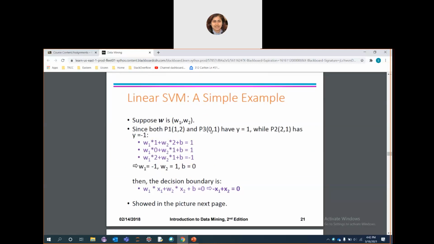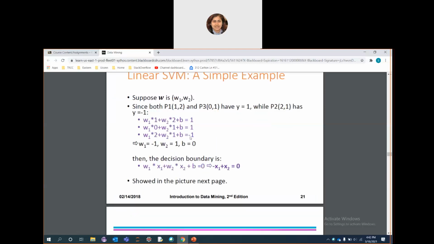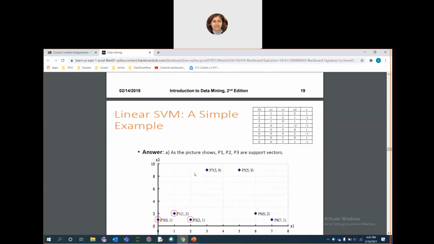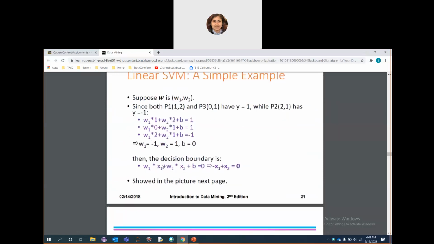In the same way, for (0, 1), you will write w1 into 0 plus w2 into 1 plus b equals to 1. For the other positive point, you will define the same formula. And here (2, 1), as you know, is coming on the negative side, so that is why it is -1. When you solve these equations, you will get the values of w1, w2, b in this way. And now, this is the main formula. If you just put in all the values you have here, the final formula will be like this: -x1 plus x2 equals to 0. This is our main decision boundary. We have now formed the decision boundary.